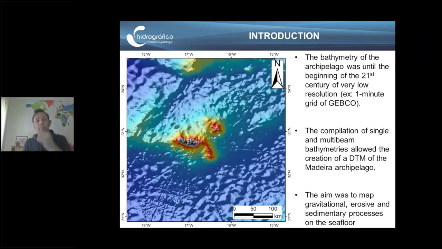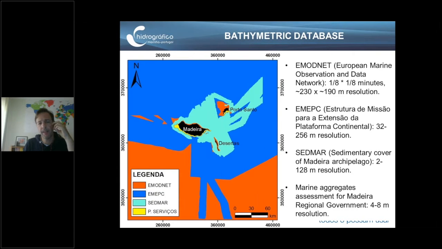Okay, so basically until very recently, we didn't know anything about the submarine morphology of Madeira Archipelago because we relied on geobathymetry, which, as you can see in this image, you couldn't see very much. So we decided to make a compilation of all the multi-beam bathymetry and single beam bathymetry that we had in the archipelago. And this is a slide that shows all the data set that we used.